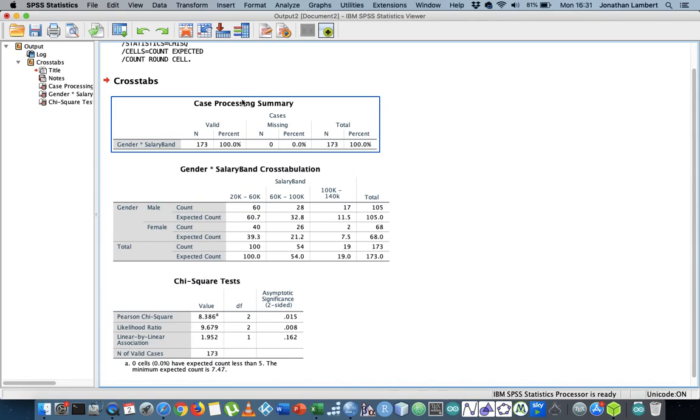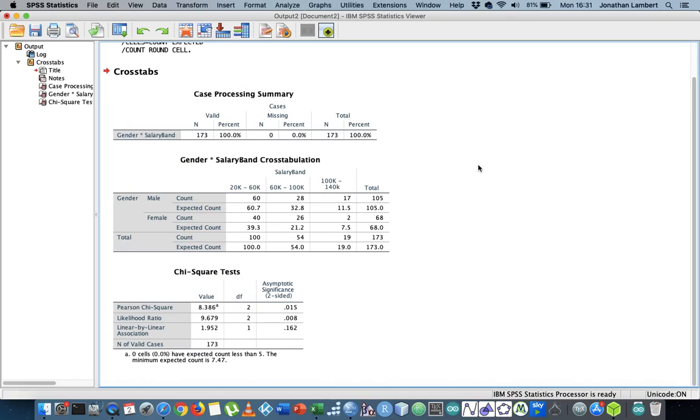Okay, we have the case summary table. There were 173 observations in total. There are no missing values, and so the valid number of observations being fed into this analysis is 173 observations across gender and salary categories.